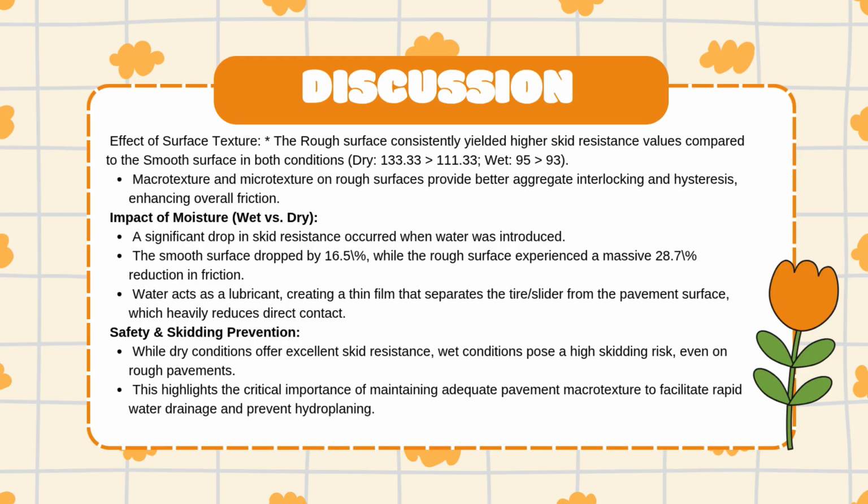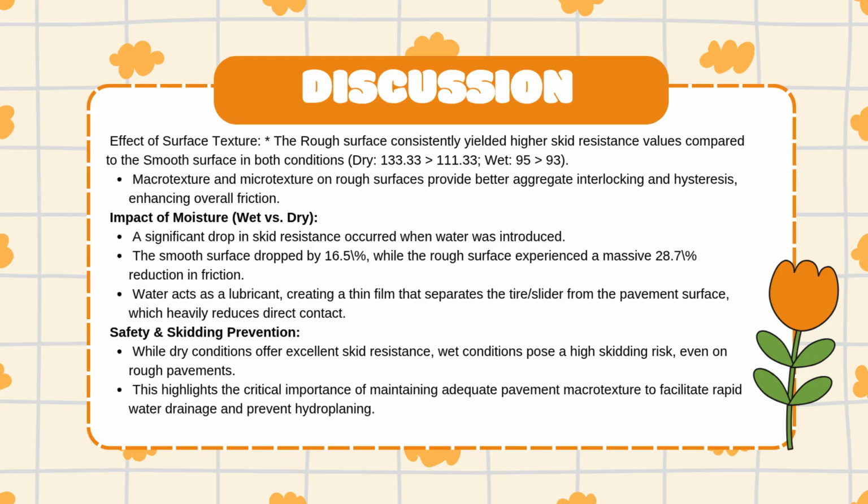However, the most critical finding comes from introducing water. Moisture drastically reduces skid resistance across both surfaces. For the smooth surface, the value dropped from 111.33 to 93. More alarmingly, the rough surface saw its average plunge from 133.33 down to 95, a sharp decline of nearly 29%. This happens because water forms a lubricating film between the contact surfaces. This film reduces direct aggregate contact, drastically lowering the microtexture's effectiveness.